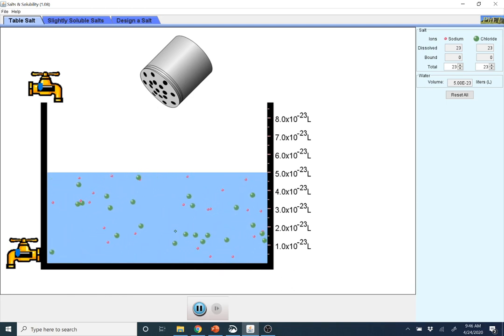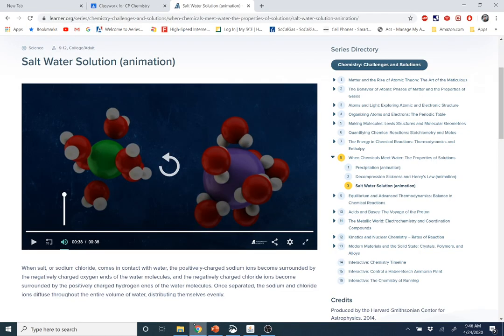This same thing happens with sugar. It just doesn't get split up into its individual particles. Sugar just stays sugar. But it's the same idea. The water molecules wrap around it completely, just like they do here in the video. With the individual ions, the water molecules wrap around it completely, but the molecule stays whole.